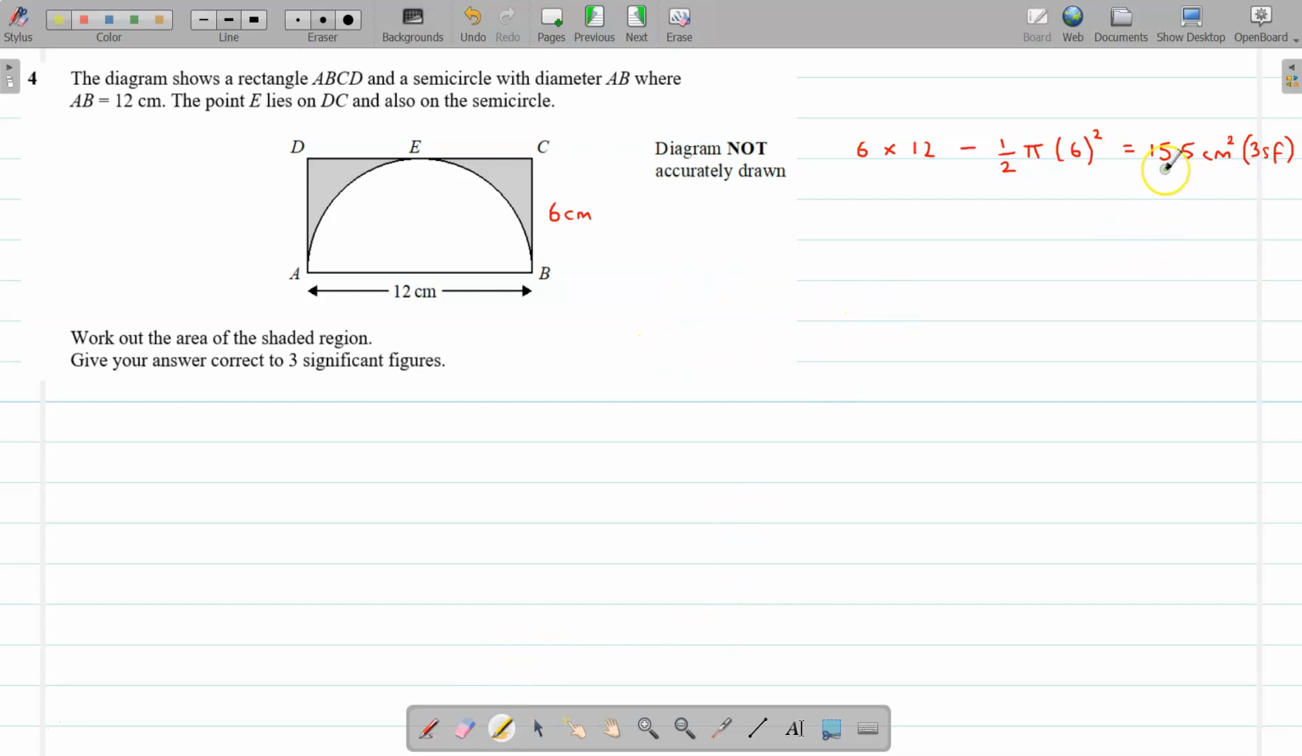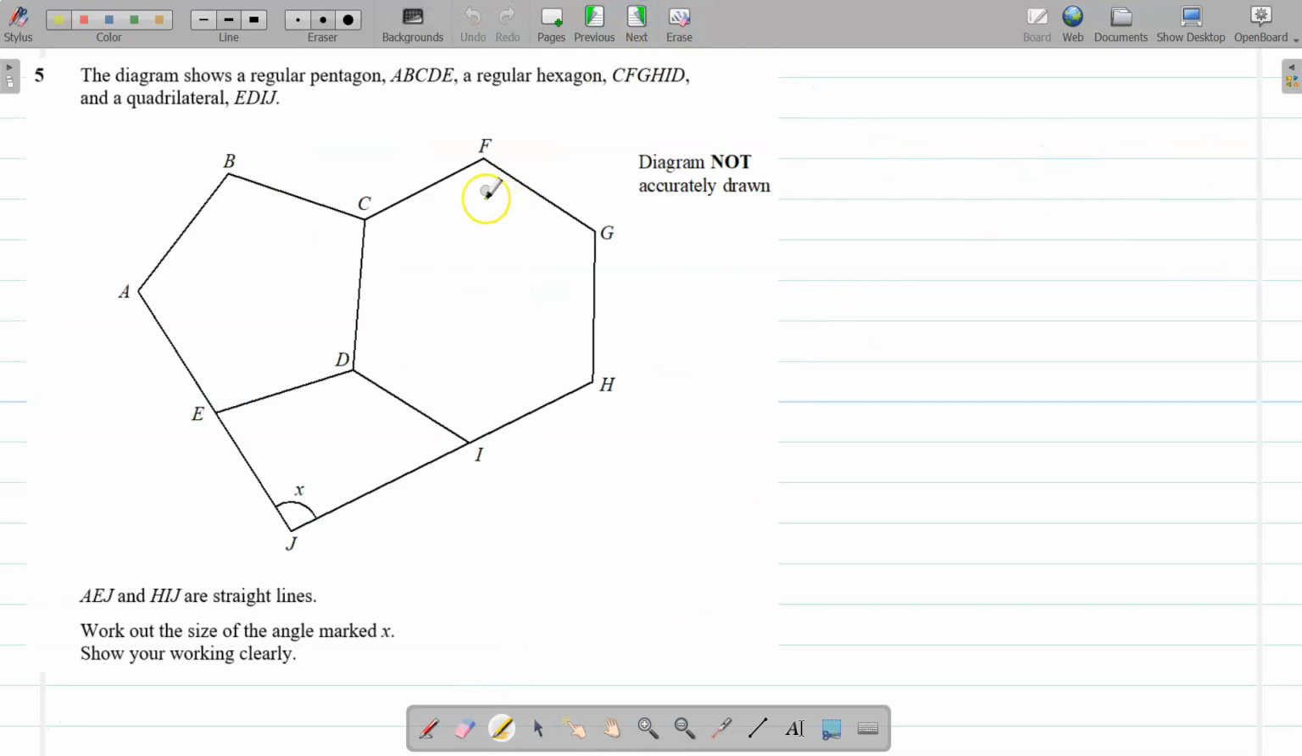Okay, question 5 coming up, and that concerns angle reasoning, and it doesn't ask for reasons to be provided, but it does ask for working out to be shown clearly. Okay, so a lot of that working out can be on the diagram.